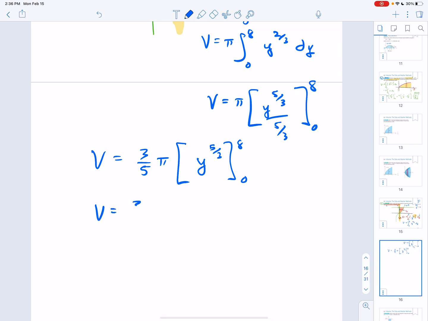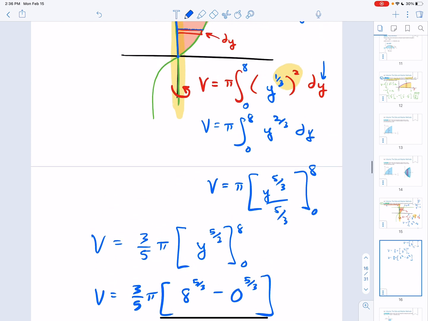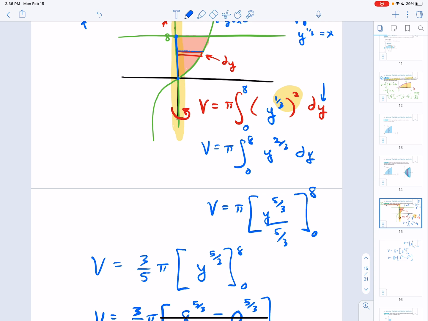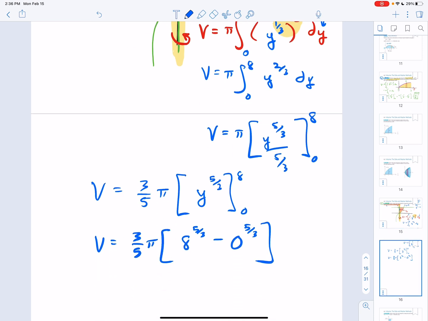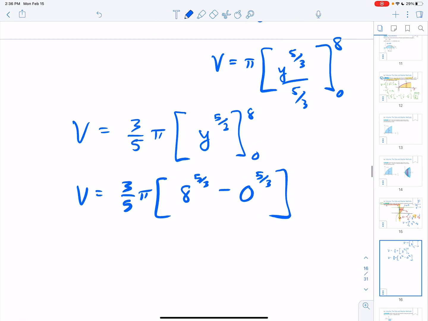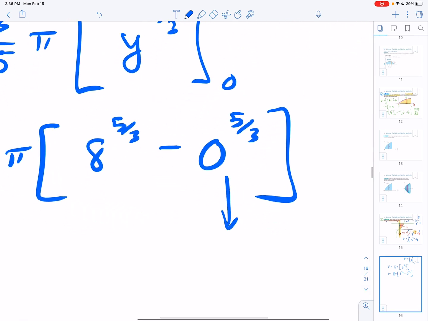Here we go. 3/5 pi times 8 to the 5/3 minus 0 to the 5/3. Okay? That's really it. I'm going to go a little bit further, but don't let that overshadow the importance of the problem, okay? 0 to any power is 0. That's easy to remember, okay?